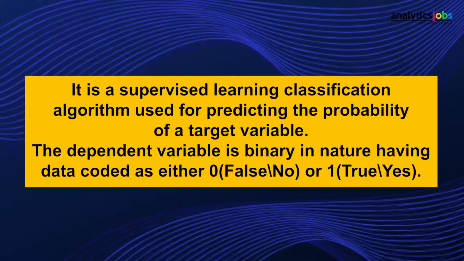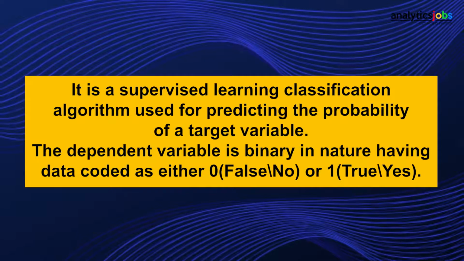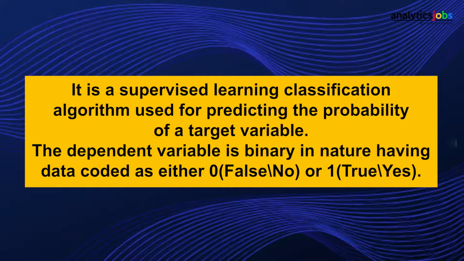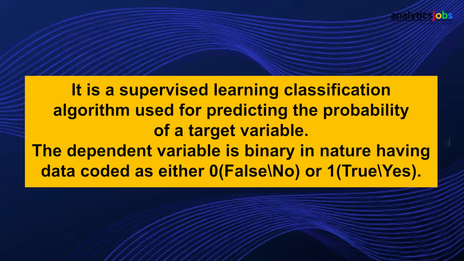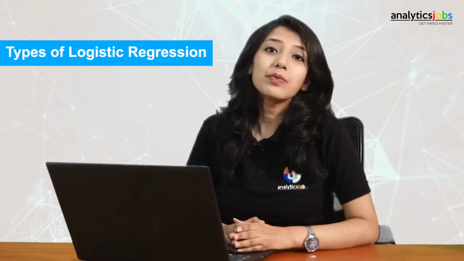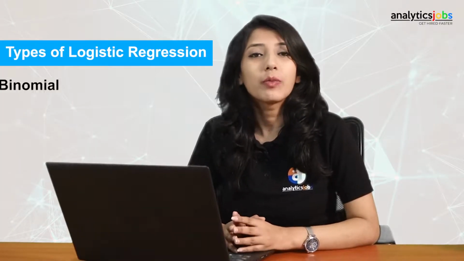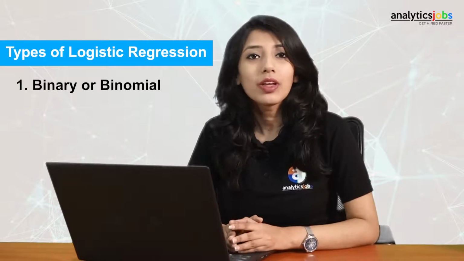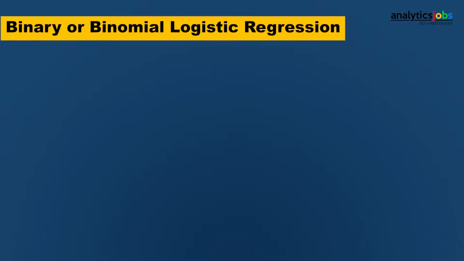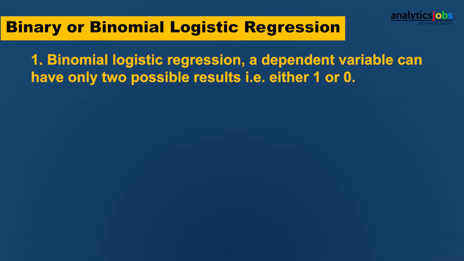It is a supervised learning classification algorithm used for predicting the probability of a target variable. The dependent variable is binary in nature, having data coded as either 0 or 1. Types of logistic regression: number 1, binary or binomial, and number 2, multinomial. As said, number 1, binary or binomial logistic regression. In this regression, a dependent variable can have only two possible results, that is either 1 or 0.